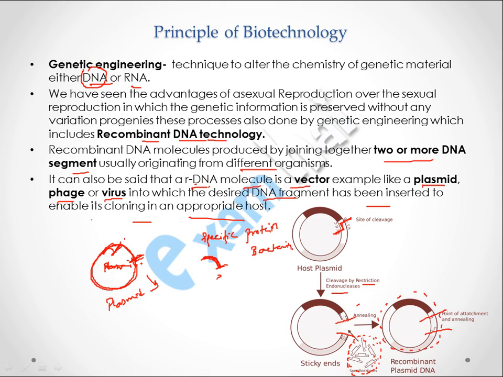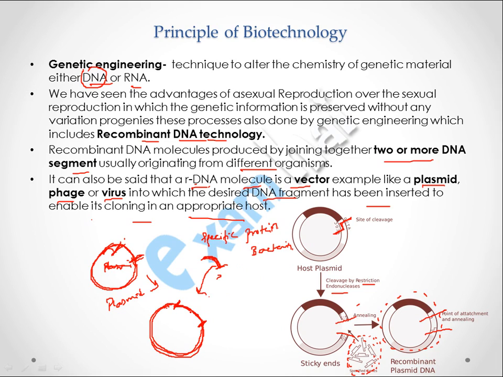Restriction endonucleases are actually the molecular scissors. They are useful in cutting DNA. Okay, so now this site will be empty, and now we will insert the specific protein gene, which we have obtained from the DNA of bacteria, into this site.